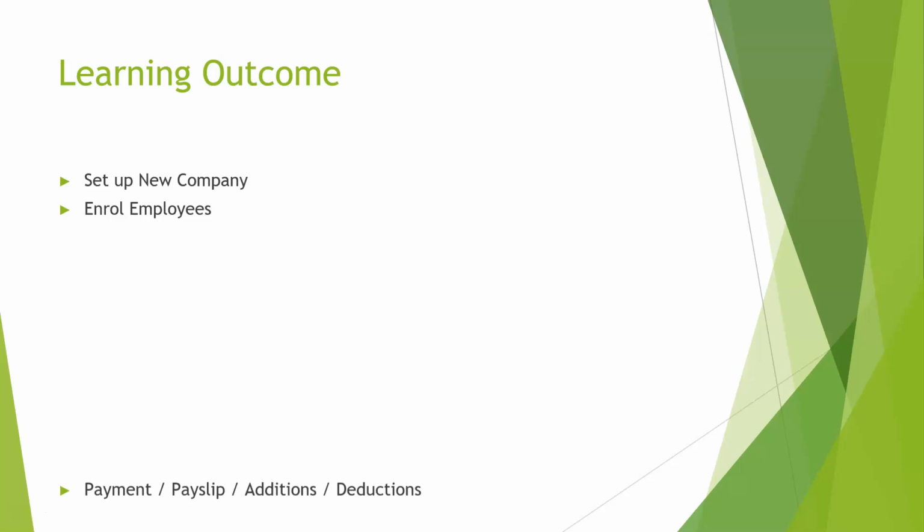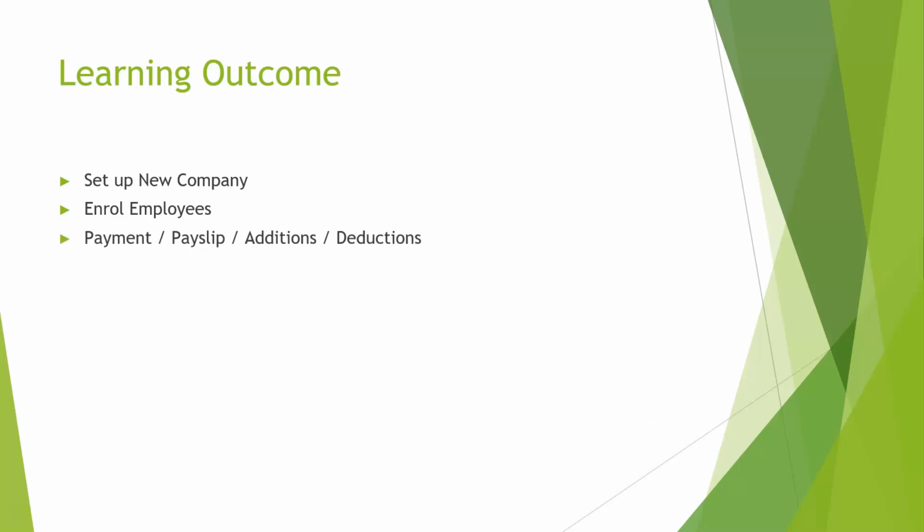The next section you're going to see is payment to the employees. So how can we process the payment to the employees, including the payslip, any additions and deductions. That means if I'd like to pay an employee for different hours with a different rate, or if I'd like to pay an employee a bonus, or if I'd like to make any deduction, for example, deduct a loan from the payslip, we're going to do it from that section.